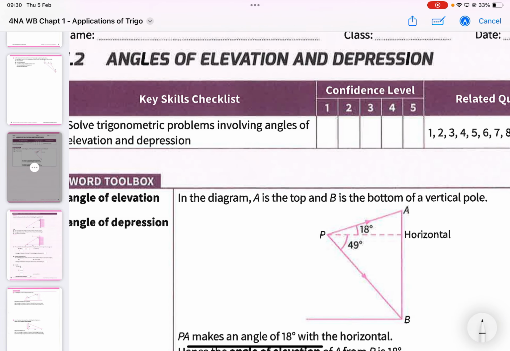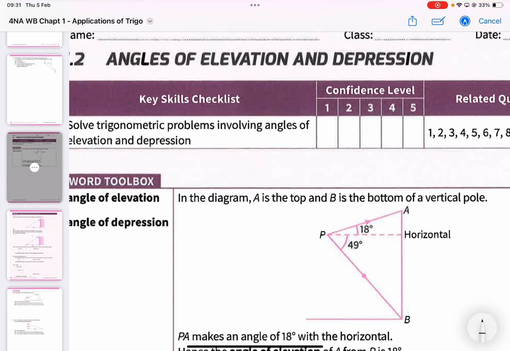The biggest difference between bearings and angle of depression is from where we see the angle. Just now, bearings is we see from the top. We see the world from the top. Then there is a north. Now angle of elevation and depression, we are seeing from the side. So from the side view.